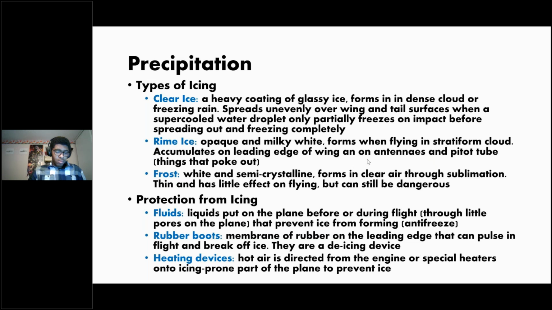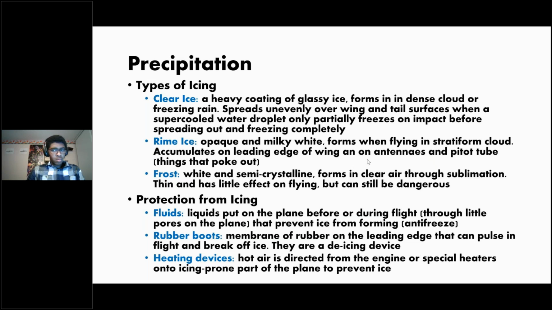Cool. And then there's a few ways you can protect from icing. So you can have fluids, so just like antifreeze, and that can be through a couple ways. You can either put it on the plane by hand before you take off, or what some modern planes have is on the leading edge, so the front of the wing, will have tiny little holes, like hundreds of them, where if you're in the cockpit, you can push a button and liquid will come out of these little holes during flight and coat the wing in this antifreeze liquid.